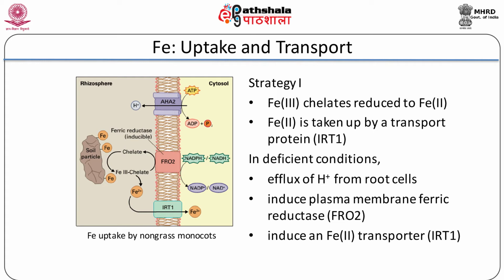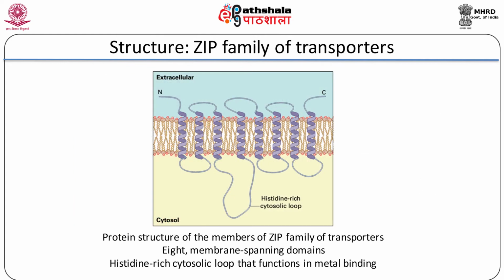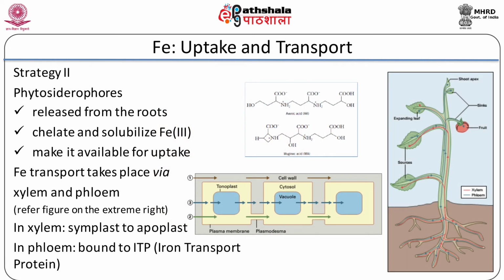IRT1 is a member of the ZIP or the ZRT-IRT related protein family present at the plasma membrane of root epidermal cells. The figure shows protein structures of the members of ZIP family of transporters. 8 membrane spanning domains and a histidine rich cytosolic loop that functions in the metal binding are seen. In the grass family, phytosiderophores are released from the roots that chelate and solubilize Fe3, making it available for uptake, called as the strategy 2 mechanism.